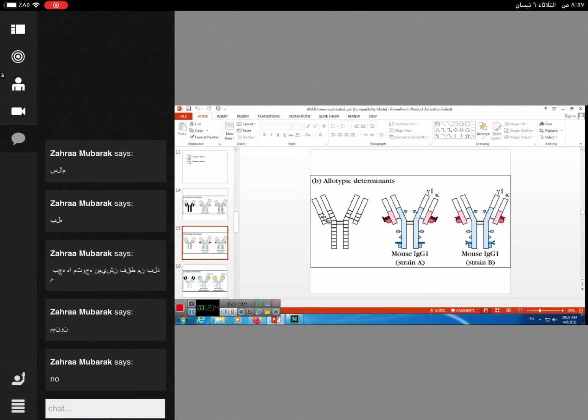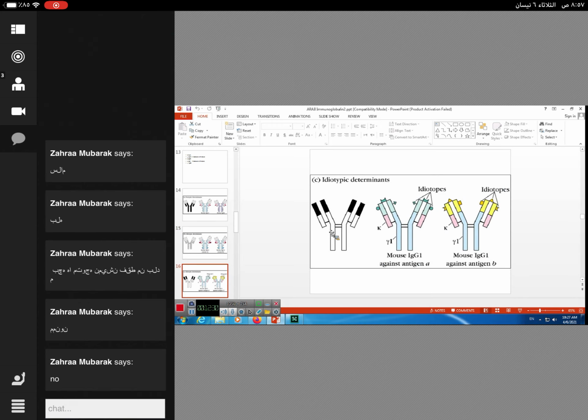And allotypic determinants were scattered in the constant region on the light chain and heavy chain. And finally, isotypic determinants were located on the variable region or variable immunoglobulin domain. So, three different determinants were located on different locations of antibody molecules.